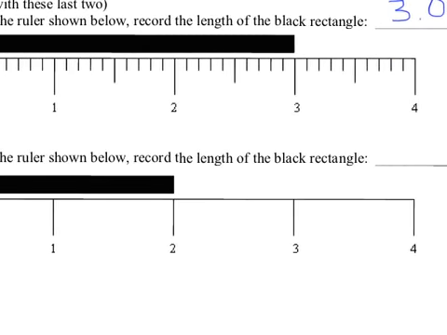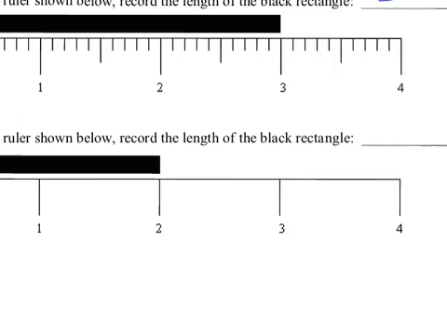So let's try this one here. What we have here is it seems to land right on the 2. If it had landed here, I would have called it 1.9. That's 2 significant figures. I need to write my answer to 2 significant figures. I'm going to write it as 2.0.